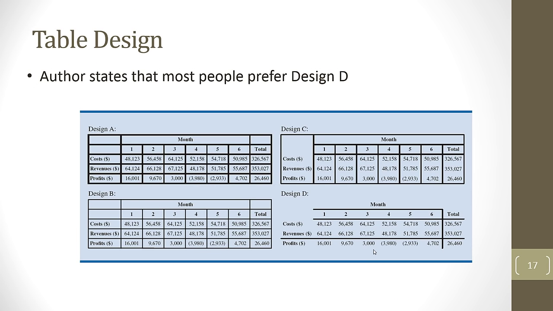All right, our next slide has a great example. There it is. This is straight from our textbook. A, B, C, or D. Which one do you prefer? The author states that most people prefer D. Now, I don't know what it is, but I prefer this one here.